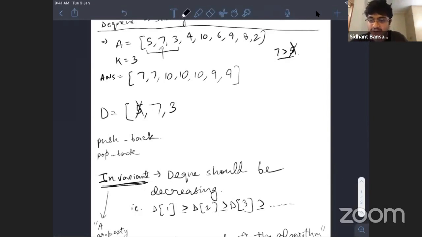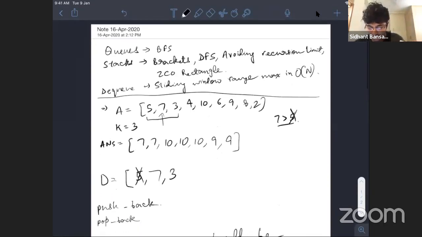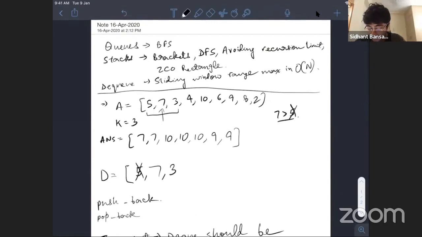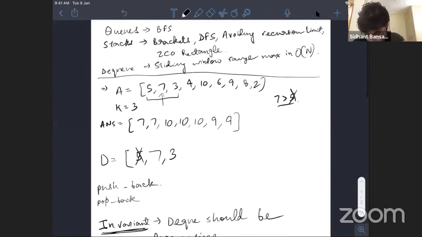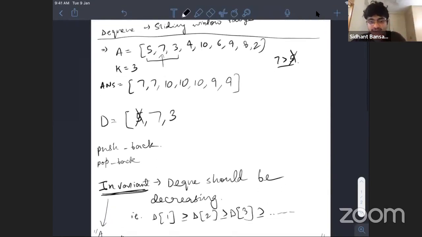Okay, this is not a question instead. This is theory. And we are trying to cover this question that you have an array, and you have to answer the maximum of every subarray of size 3 in order n. So first we inserted 5, then we popped out, then we inserted 7, then we inserted 3.